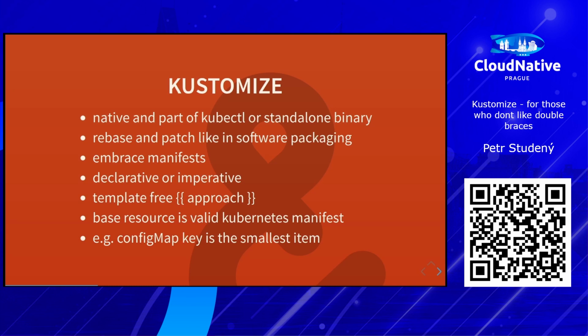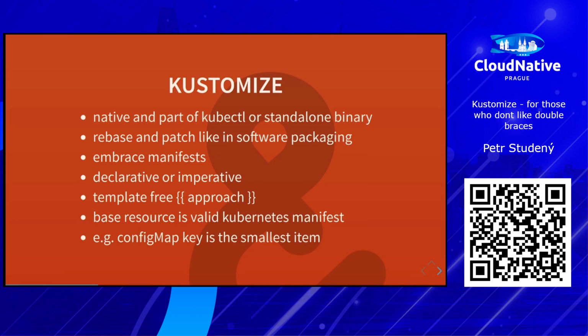Kustomize embraces manifests, so it's built around the objects that are defined within Kubernetes, and it knows them. So it's different from a plain diff, because in a plain diff you have to create some context, which is usually some lines before the change and some lines after the change, and the starting line number and the end of the block.